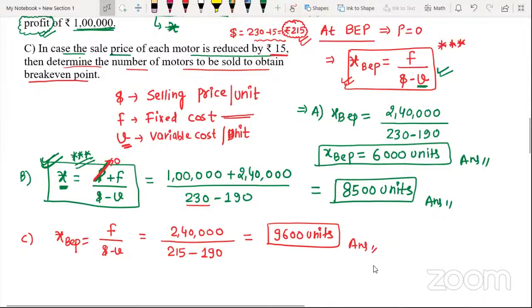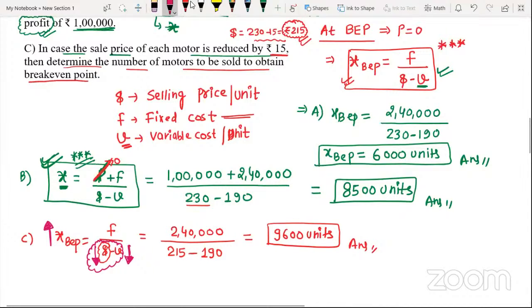Now you can just observe the formula. One thing, this is a one mark objective question also. Look here, we are reducing the selling price per unit. So if you are reducing the selling price per unit, this whole quantity is going to reduce. So this break even production must increase.